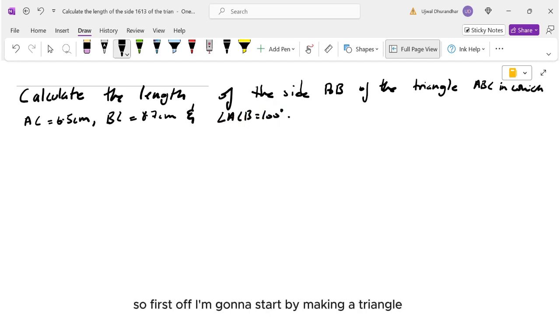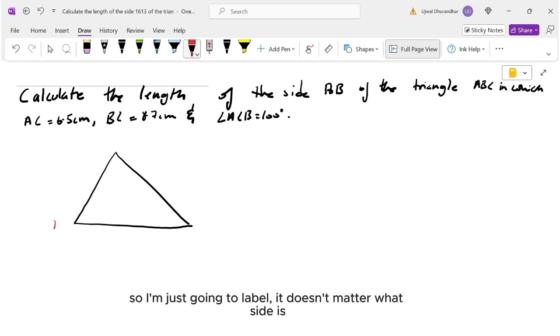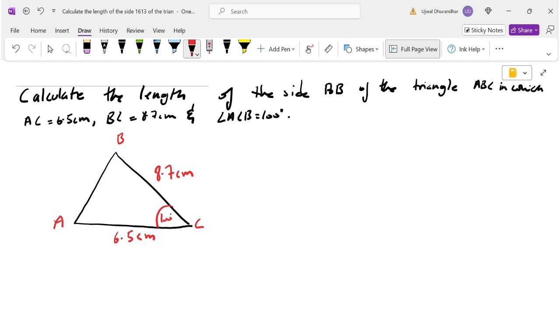So first off, I'm going to start by making a triangle. This will help me decide which rule I need to use. You can label it any way you like. Okay, so now let me mark all the sides and the angles. So we have AC as 6.5 centimeters, we have BC as 8.7 centimeters, and we have angle ACB as 100 degrees. So this one. Okay, now they said we need to find AB, so we need to find this. So clearly we can use the cosine rule in this, because we have two sides and the angle between them given, and we have the opposite side of the angle.